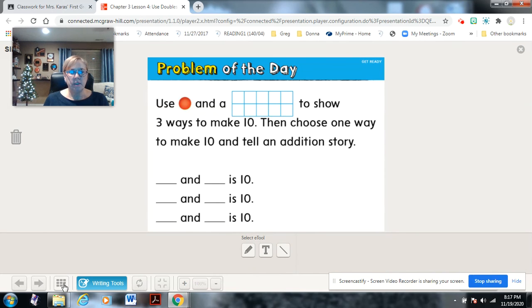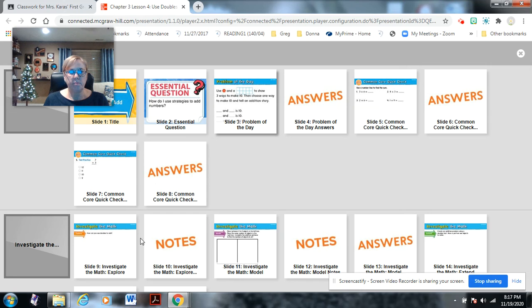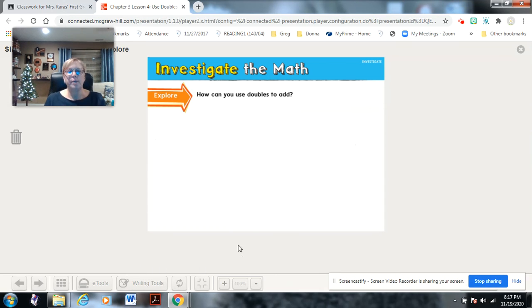All right, so here, let's go to our next board. We are going to start our investigation. How can you use doubles to add? Well, if I had 2 red connecting cubes, and I had the same number, that would be 2. So 2 plus 2 equals 4. All right, doubles because it's the same amount. What's another double that you can think of?